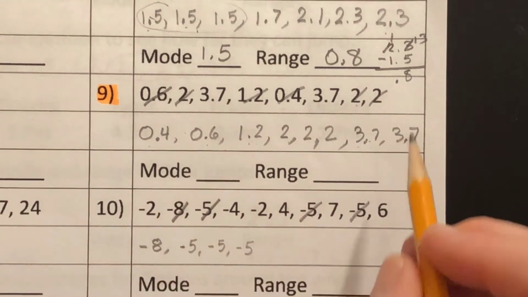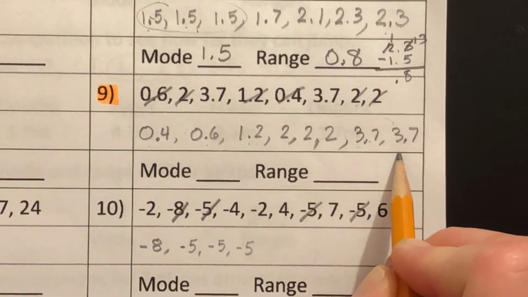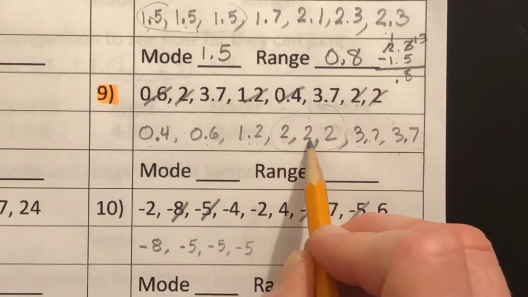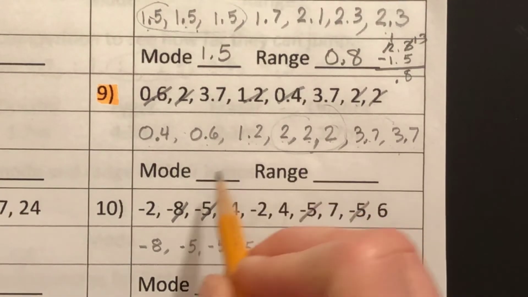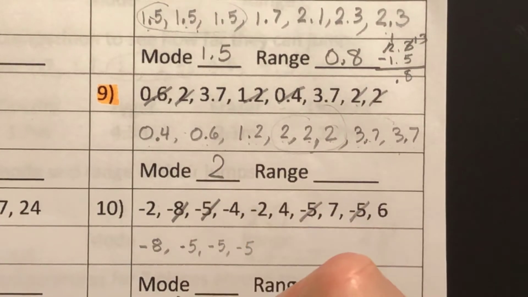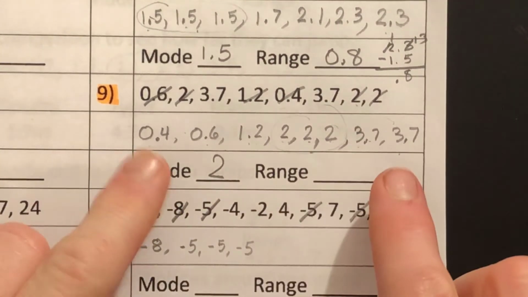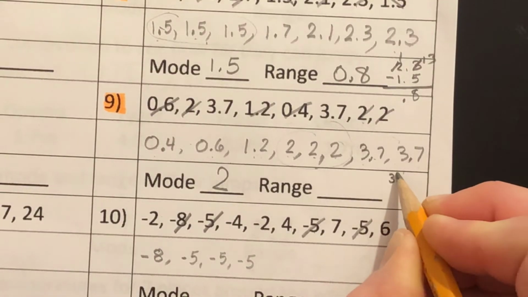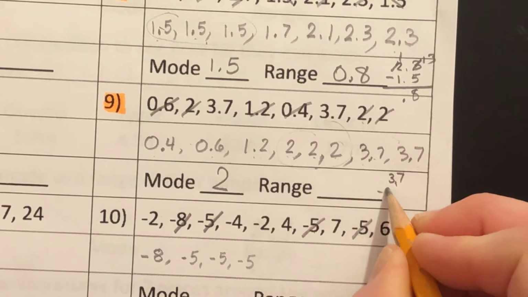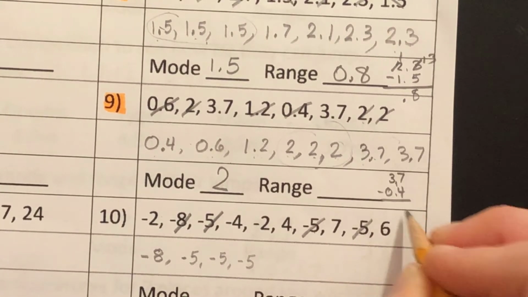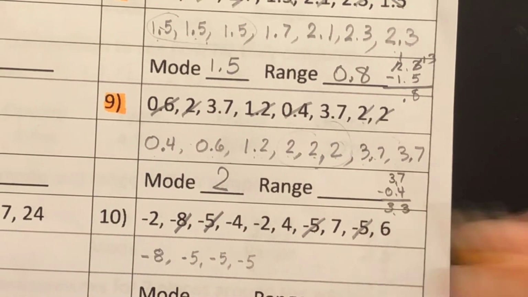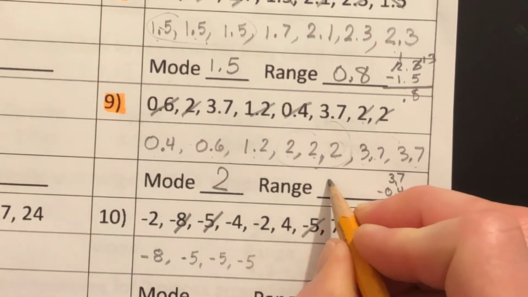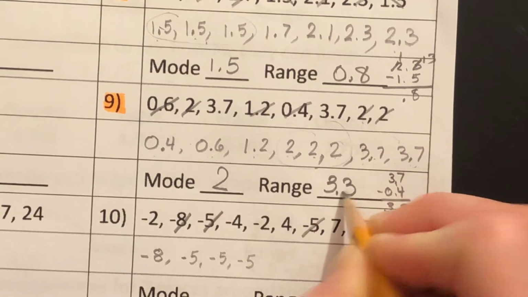My mode, well, I have 2 3.7s, but I have 3 2s. 1, 2, 3. So that makes the mode 2. The range is how far apart from 0.4 to 3.7. So let me subtract to find the difference. It's a pretty significant difference. It's almost as big as the biggest number. The range is 3.3.